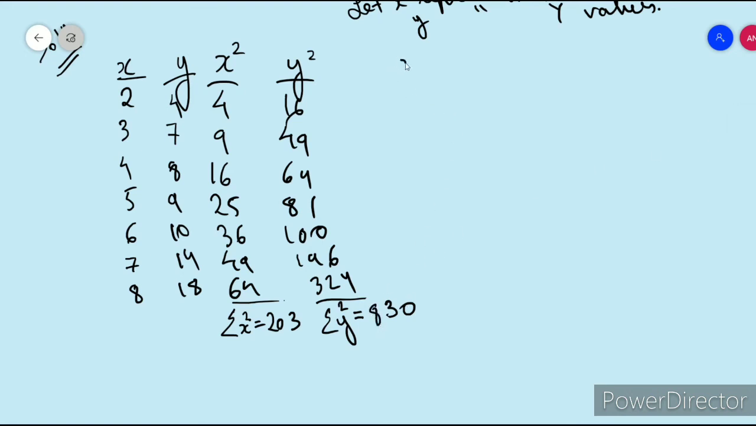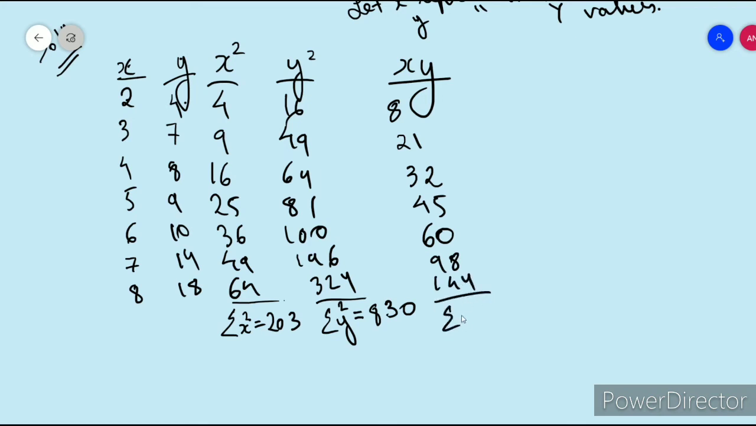Next we find the product of x and y: 2 into 4, 8; 3 into 7, 21; 4 into 8, 32; 5 into 9, 45; 6 into 10, 60; 7 into 14, 98; 8 into 18, 144. So we take the sum, we get 408. We add them all up together, we get 408.